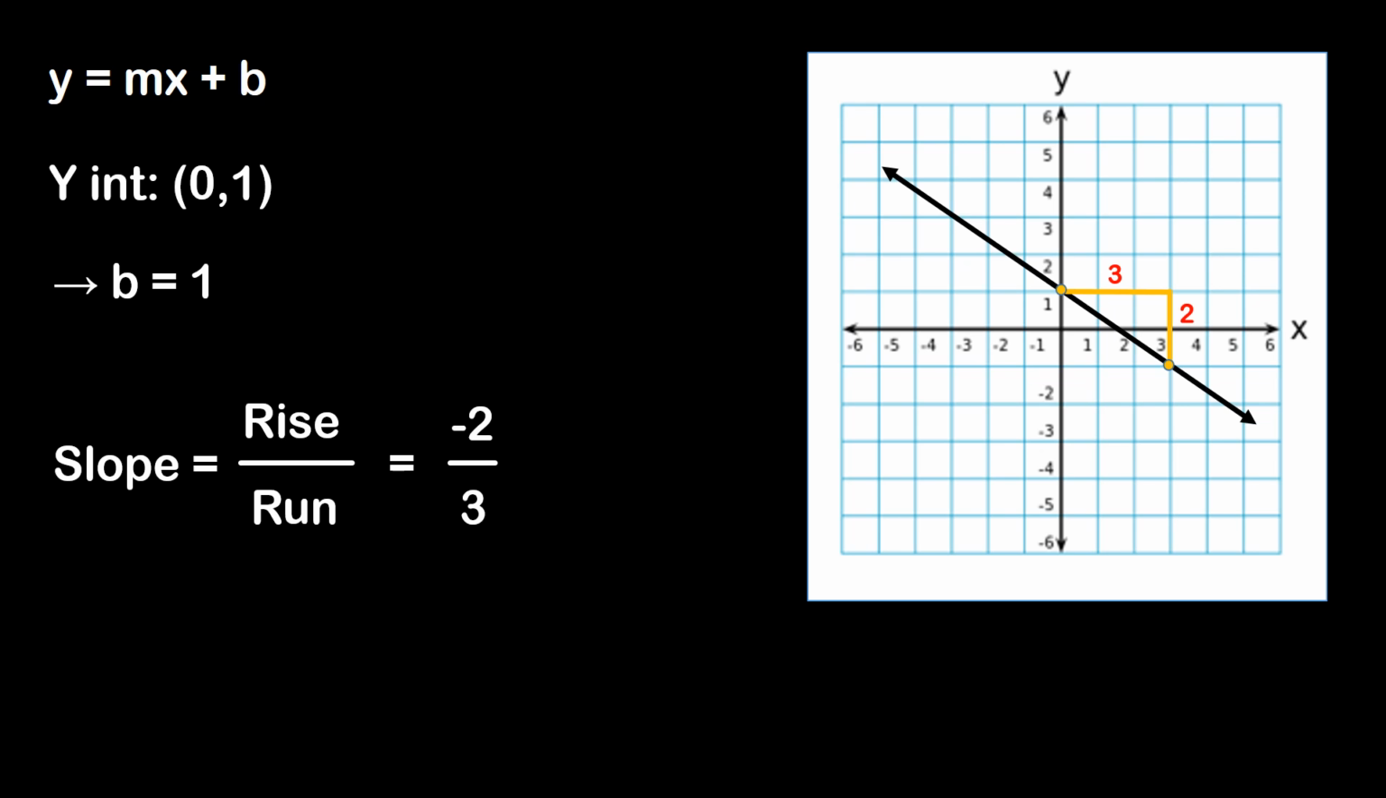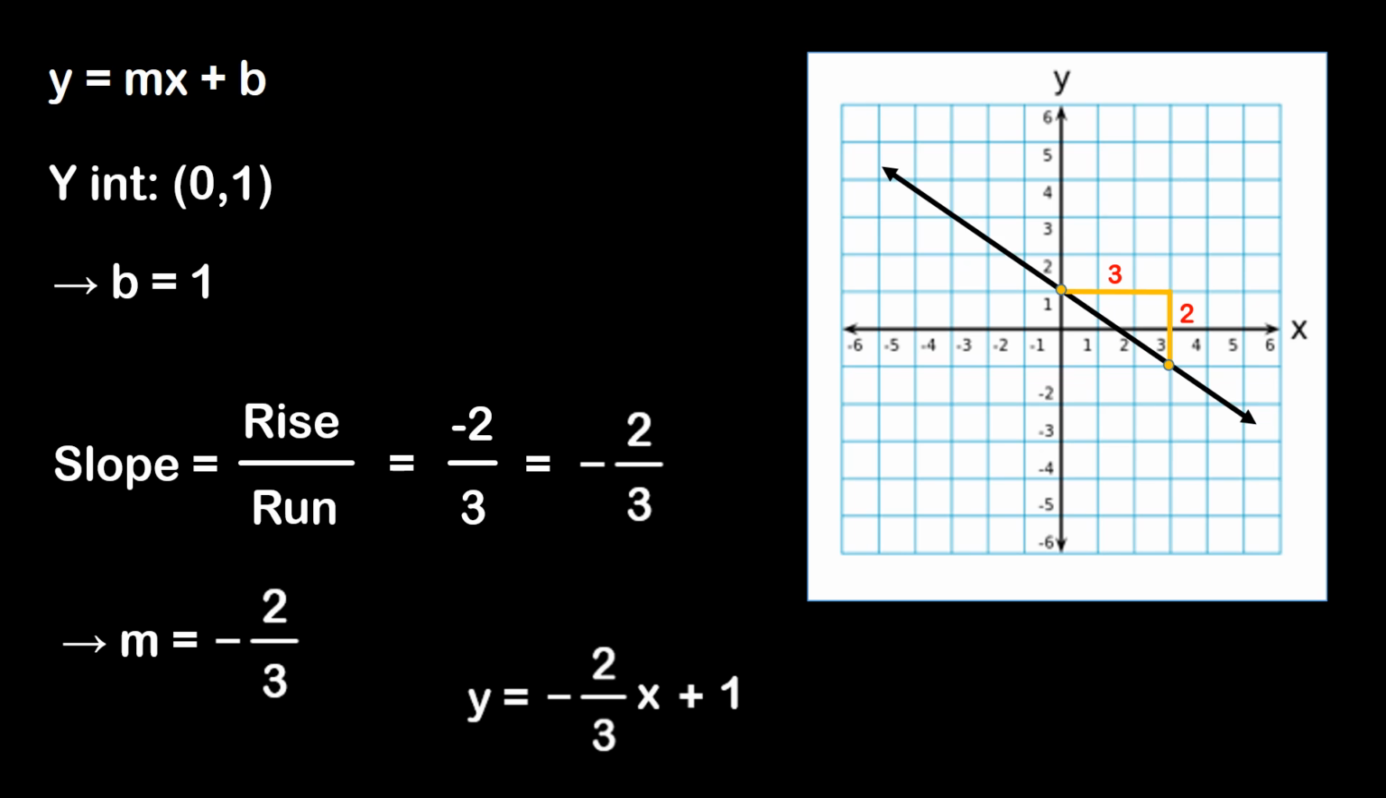And therefore our slope is negative 2 over 3. Or m is negative 2 over 3, and we have that y is negative 2 over 3 x plus 1. That is our final answer.